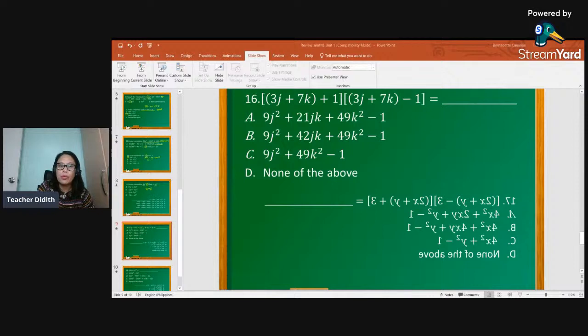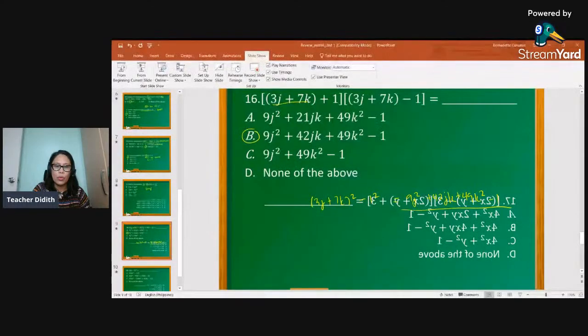So we just have to work on the square of 3j plus 7k minus the square of 1. So we're going to work on the square of 3j plus 7k. So we have 9j squared, square of 3j, plus twice the product of 3j and 7k. So we have 42jk. And then square of 7k, 49k squared, minus 1. So it has to be option B. Very good. Okay.